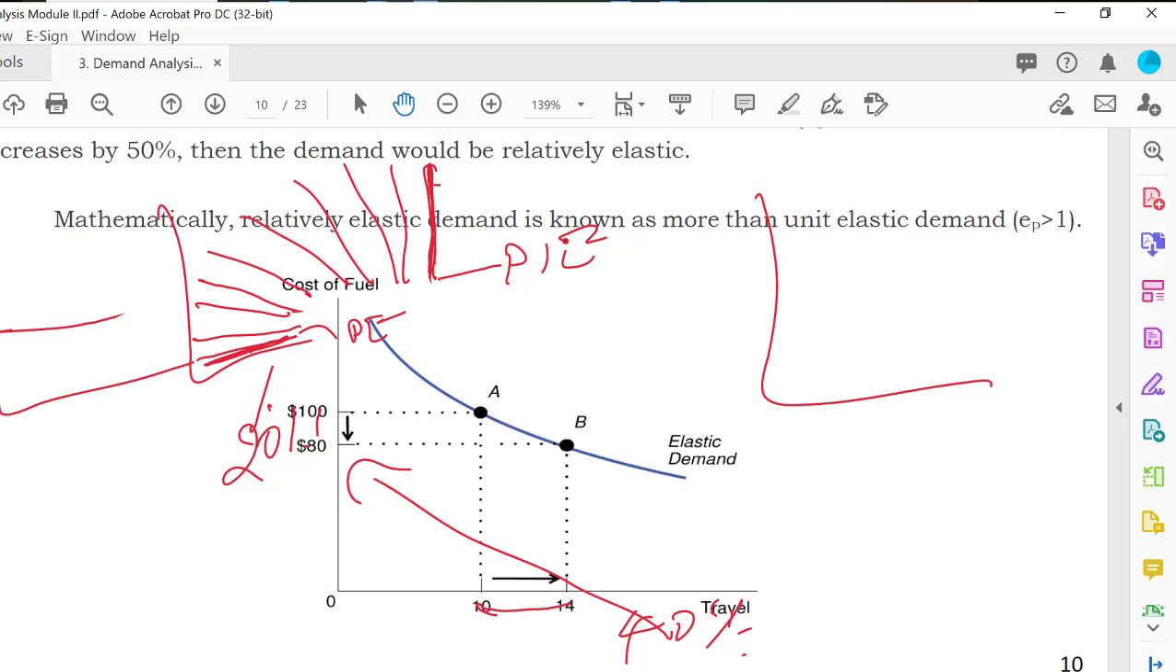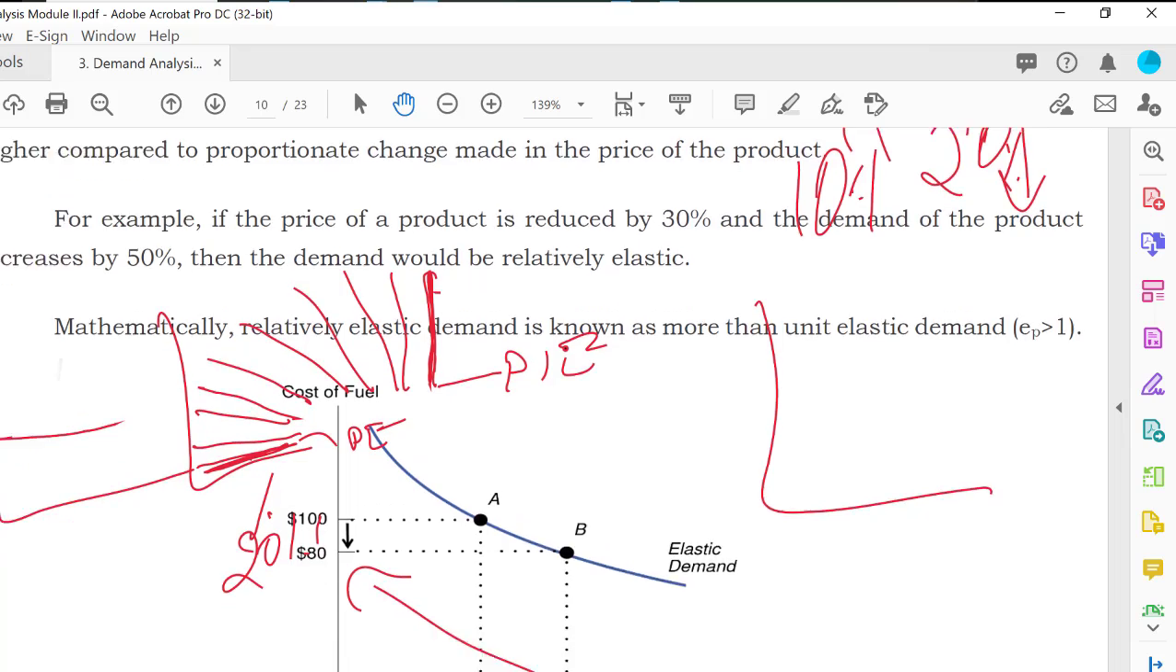So we can say that the demand is relatively elastic.